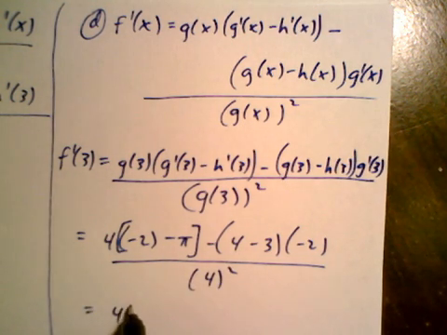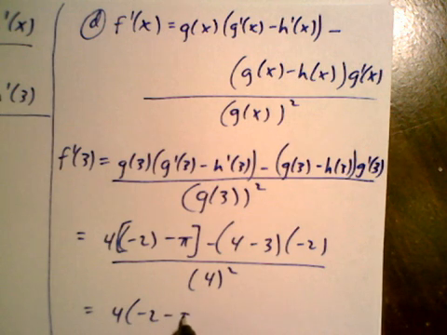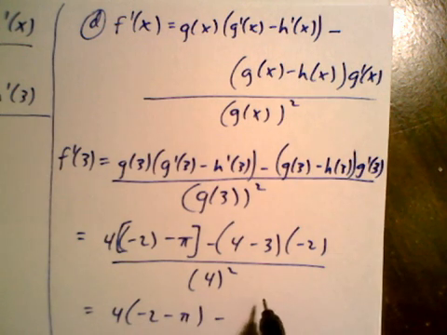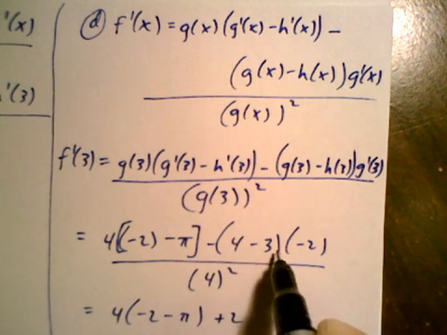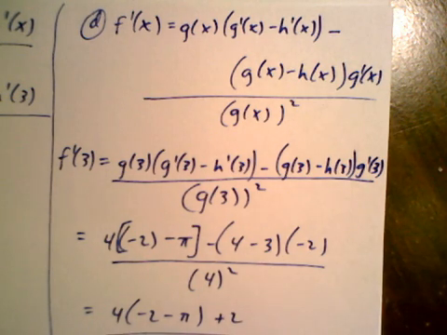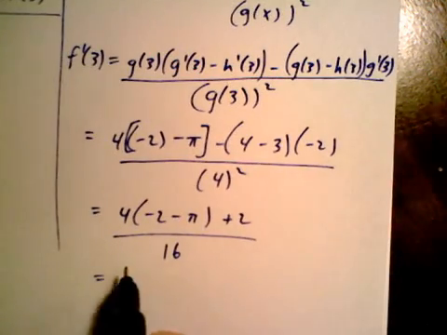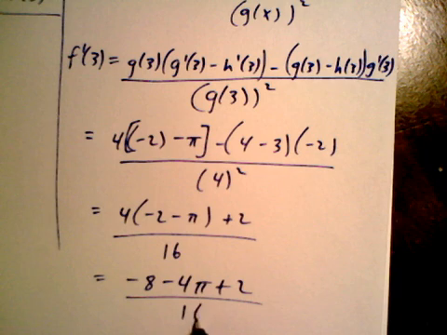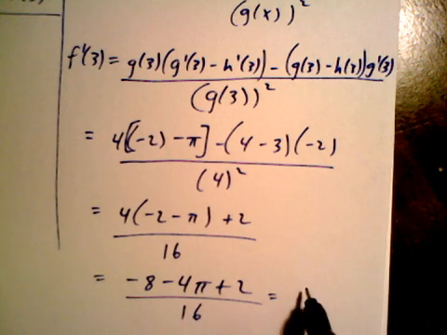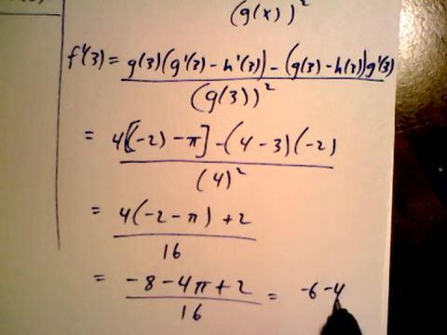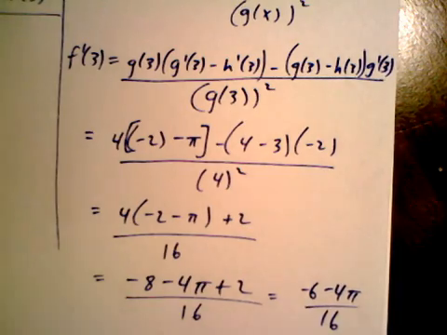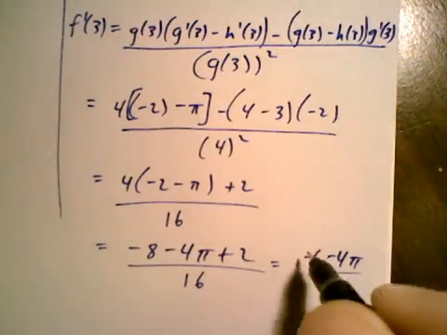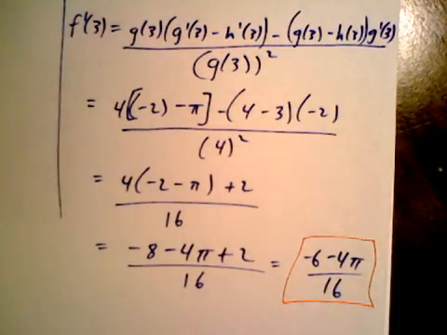Wow, this is a lot of work. Negative 2 minus pi minus, so we have minus negative 2, so we can do plus 2 times 1. Alright, so that's plus 2 all over 16. And what do we get here? We get negative 8 minus 4 pi plus 2 over 16, which is negative 6 minus 4 pi over 16. We can leave that alone right there. Sheesh, that's a lot of work.